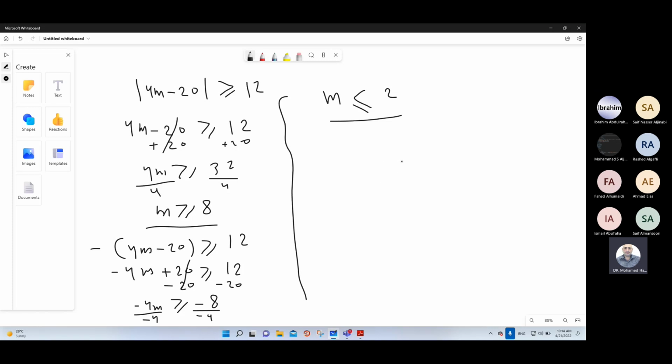Means we have here m between two values, less than or equal and greater than or equal. So here we can use "or." The solution set is m such that m is less than or equal to 2 or m is greater than or equal to 8. Then we can draw the solution.